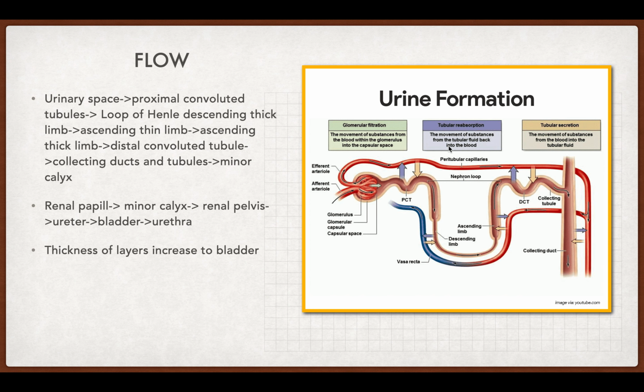The thickness of the layers, from the glomerulus to the bladder, will increase. And from the minor calyx, it's going to go into the renal papillary, and the renal papillary is going to fill the minor calyx. The minor calyx is going to lead into the renal pelvis, which will lead into the ureter, then bladder, then urethra.